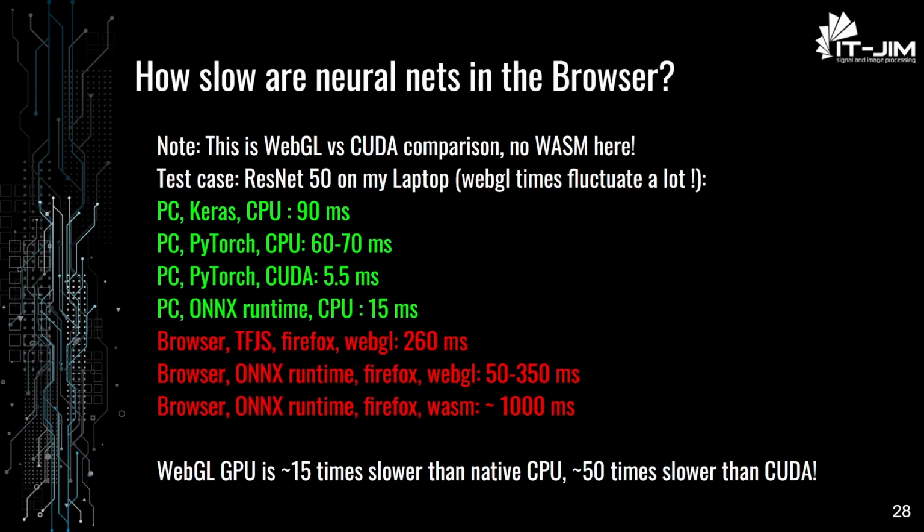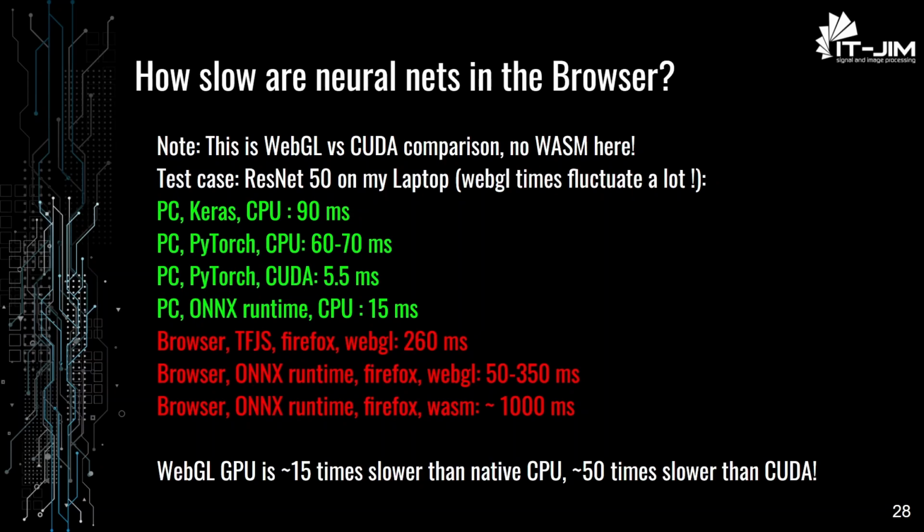I tried both frameworks, and here is some comparison. How slow are neural nets in a browser? Disclaimer, I didn't do a proper test. I didn't do control tests. These are very, very rough figures on my laptop, not a proper testing regime. But what I did is a standard test case. What was that? ResNet 50, I think.